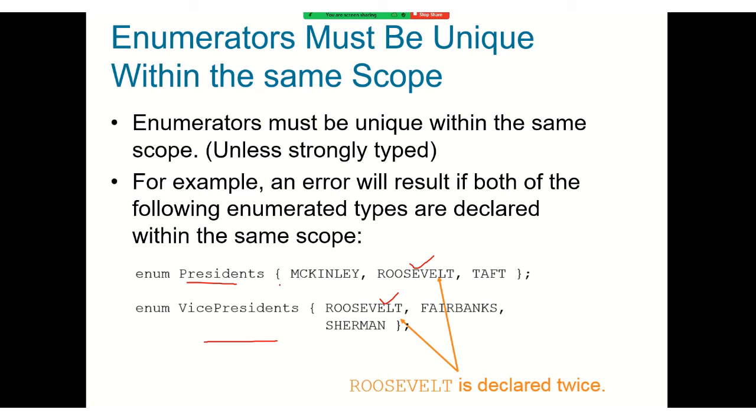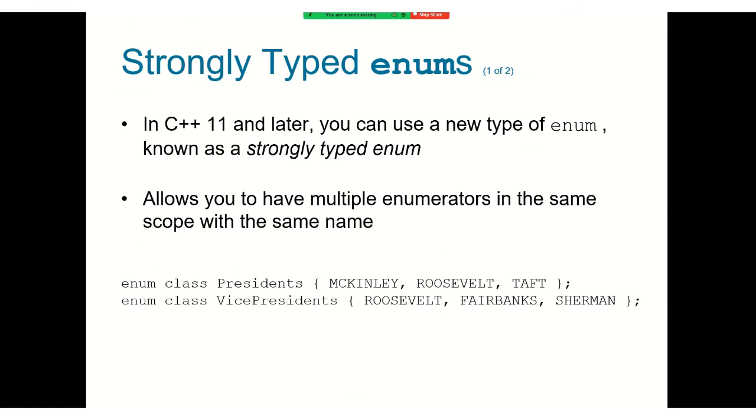Whatever you have used in one place, you cannot use in another place because it is already declared. You cannot declare twice within the same scope. You cannot declare an element of the enumerator, in this case Roosevelt, twice, because then there will be duplication, and the enum data structure does not like that. So you can use the strongly typed enum, like enum class president, enum class vice president. That is doable.